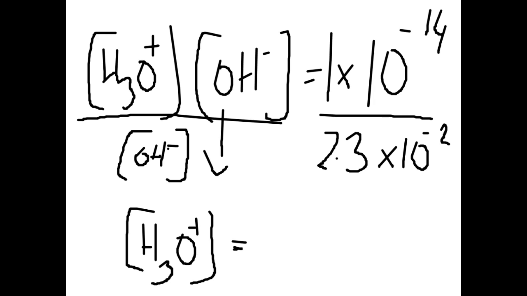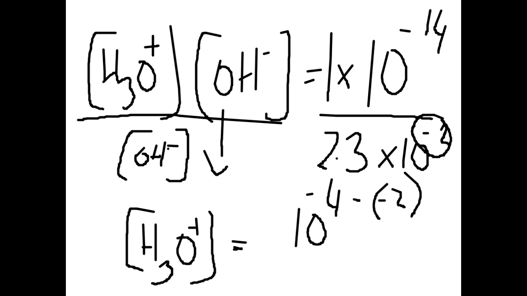Okay. Now, careful. It's negative 2 at the bottom, right? So now when you take it up, it's negative of negative 2, isn't it? What do you do when you divide? Subtract. So you have 10 to the negative 14, minus negative 2, isn't it? So it will be negative 14 plus 2. Is everybody following what I just did?